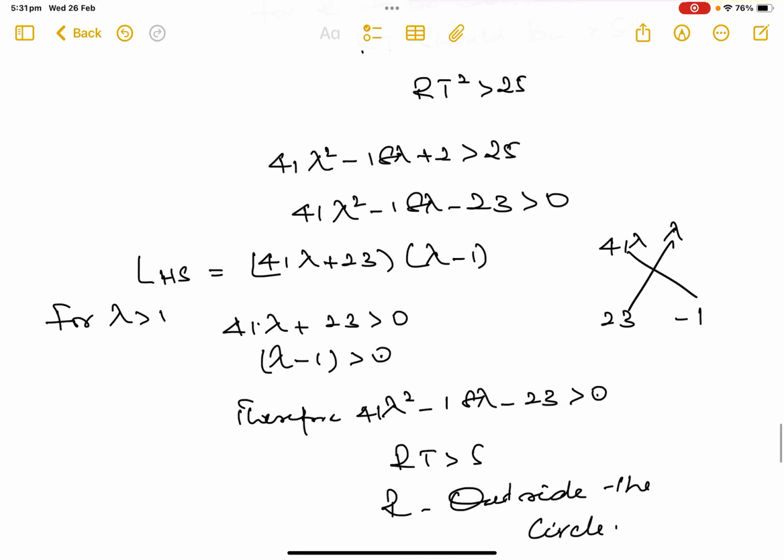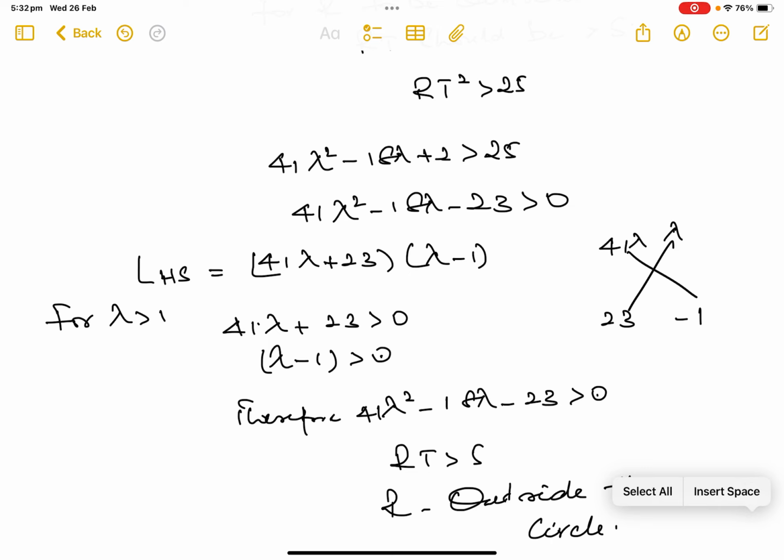So I have taken the left-hand side, which is 41 lambda squared minus 18 lambda minus 23. But that can easily be factorized. 41 lambda, and lambda, 23 and minus 1. So the factors are 41 lambda plus 23 and lambda minus 1. But we said lambda is greater than 1, so it's positive. So 41 lambda plus 23, they're all positive, so it must be positive, for lambda greater than 1.